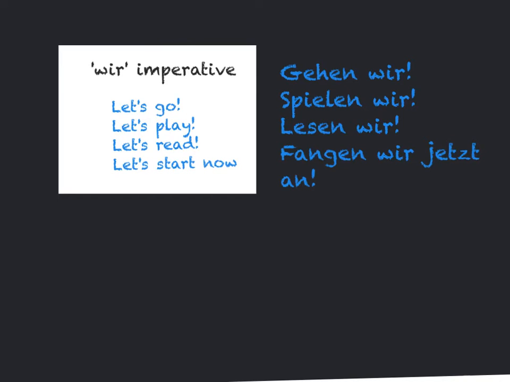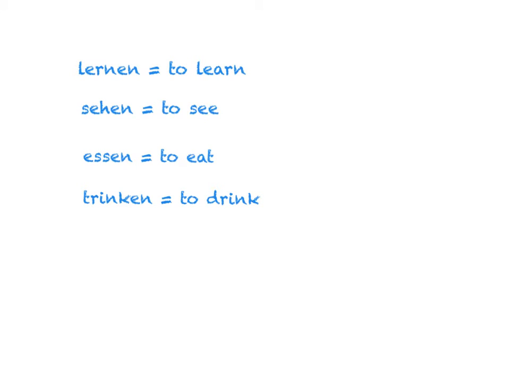So let's go to the disco. Gehen wir in die Disco. Let's play tennis. Spielen wir Tennis. Now you can think about how the imperative might look with other verbs. There are two verbs here which will follow the regular forms. Those two verbs are lernen and trinken. How would you say learn German to a friend? Lern Deutsch. How would you tell somebody that you don't know so well to learn German? Lernen Sie Deutsch. What about drink? The doctor tells you to drink lots of water. What would the doctor say? Trinken Sie viel Wasser.